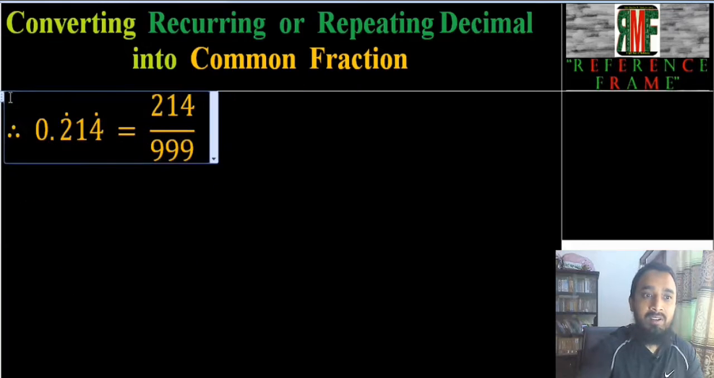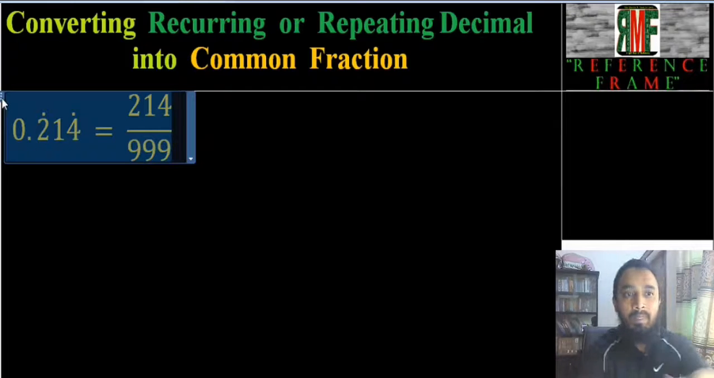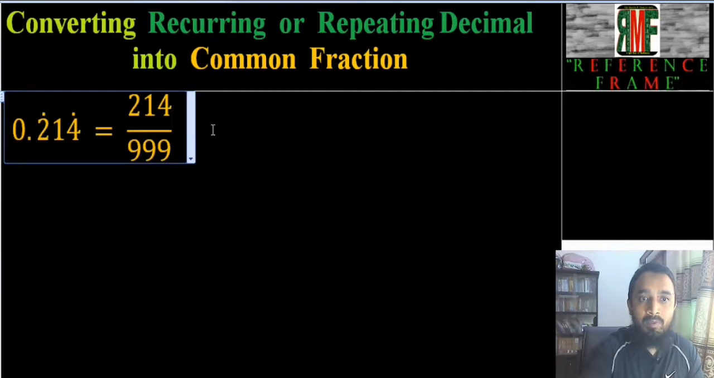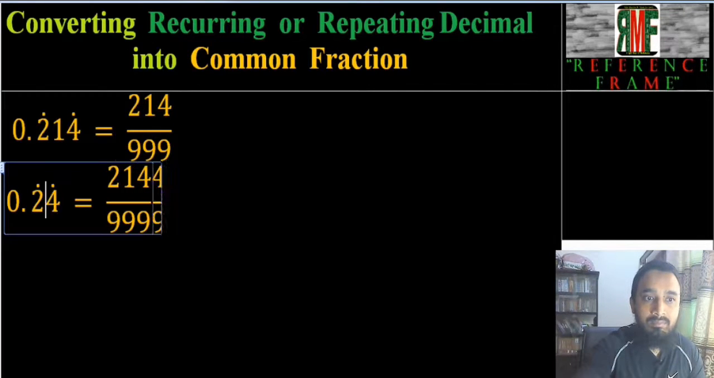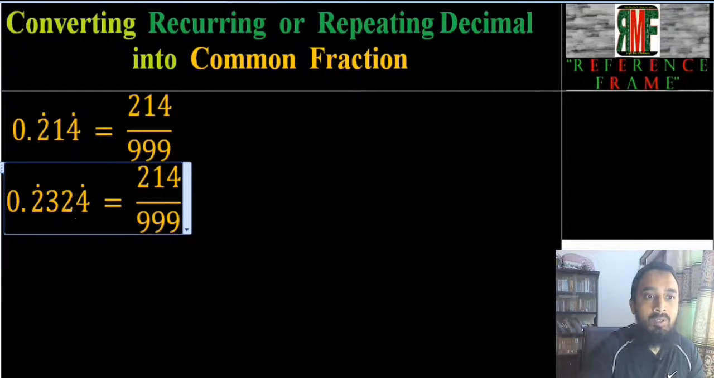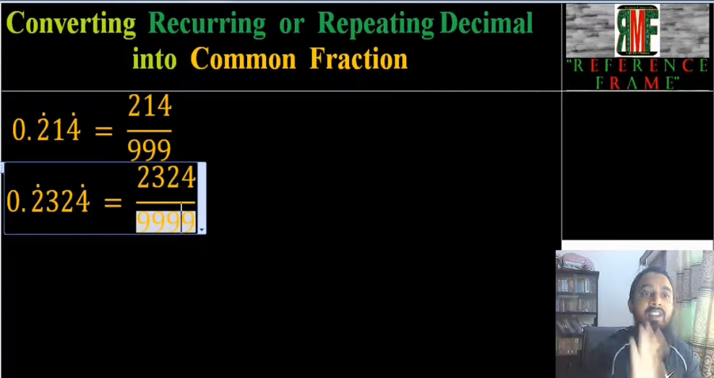Okay, now let's go for the shortcut. Suppose we have 0.2324 recurring. Look, how many digits here? 4 digits. There are 4 digits after the decimal point, right? Since there are 4 digits and all 4 digits repeat, this will be divided by 9999. That means 4 nines.